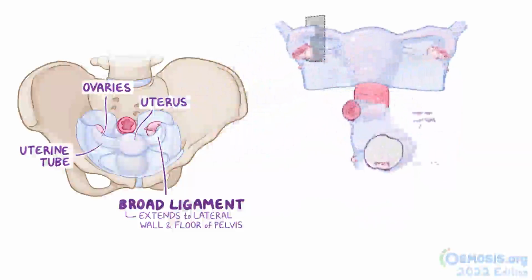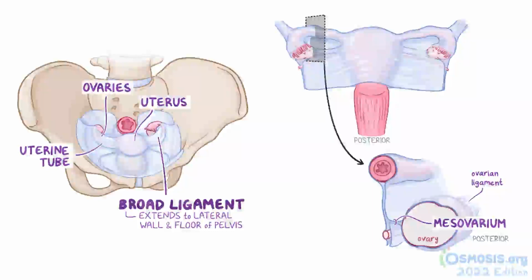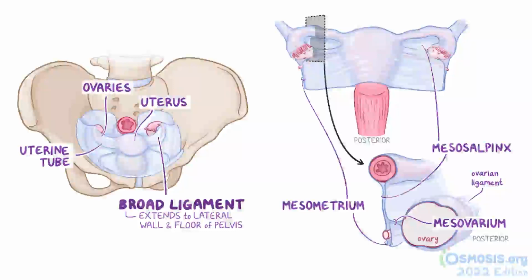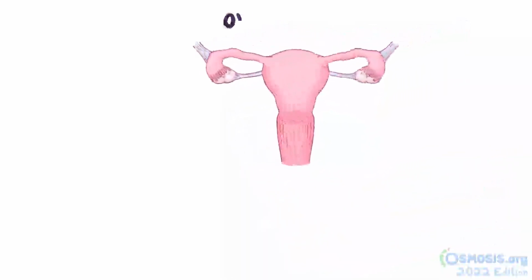Now, the broad ligament has three mesenteries: the mesovarium, which is associated with the ovaries, the mesosalpinx, which covers the uterine tubes, and mesometrium, which covers the uterus. Let's now look at each of the organs of the female reproductive system, starting with the ovaries.